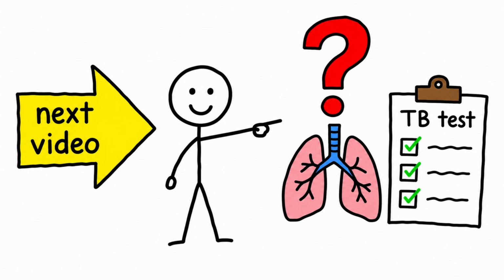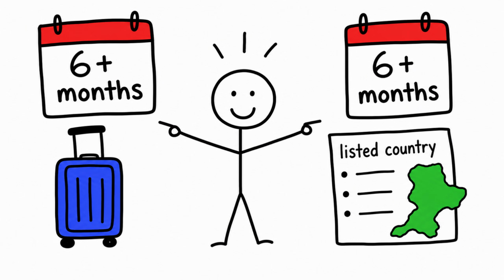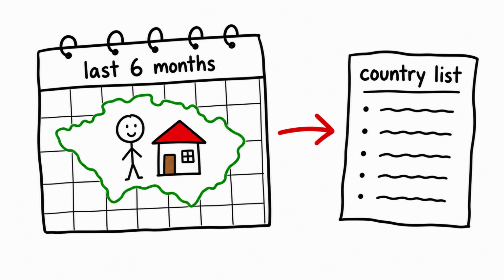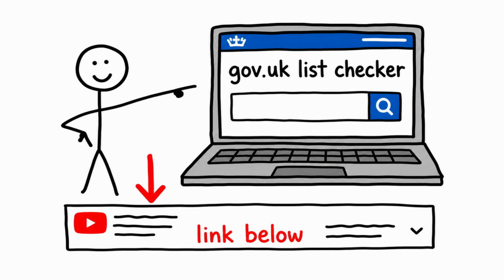Next up is the tuberculosis test, and the first question is whether it applies to you at all. You only need a TB certificate if 3 things are all true. You're coming for 6 months or more, you have lived in a listed country for 6 months or more, and you were living there within the last 6 months. Those listed countries include places like India, Nigeria, Pakistan, China, Kenya, Ghana, Bangladesh, and plenty of others. There's a full list checker on gov.uk, and I'll link it below in the description. So go and check whether your country is on it.